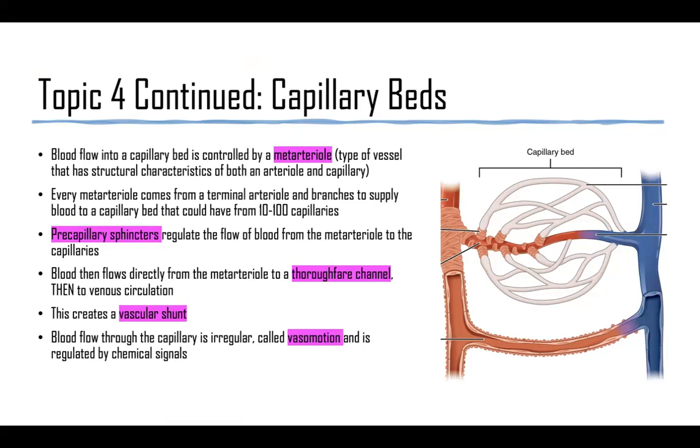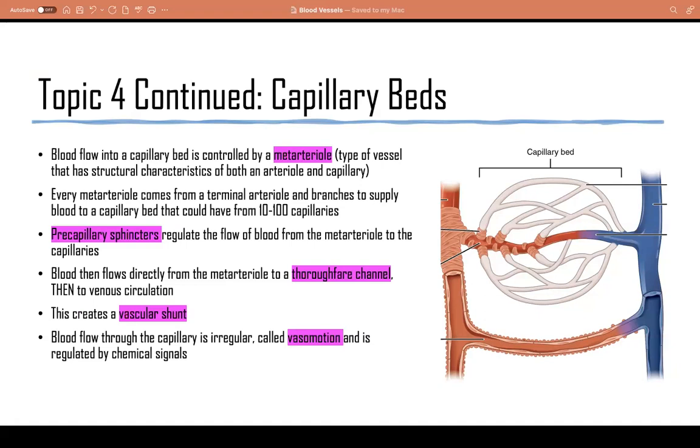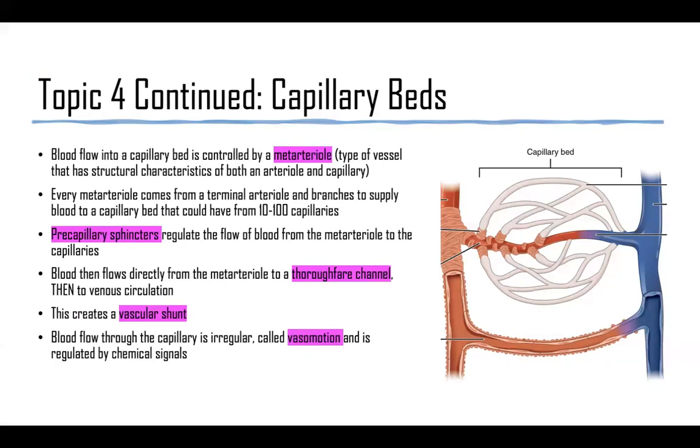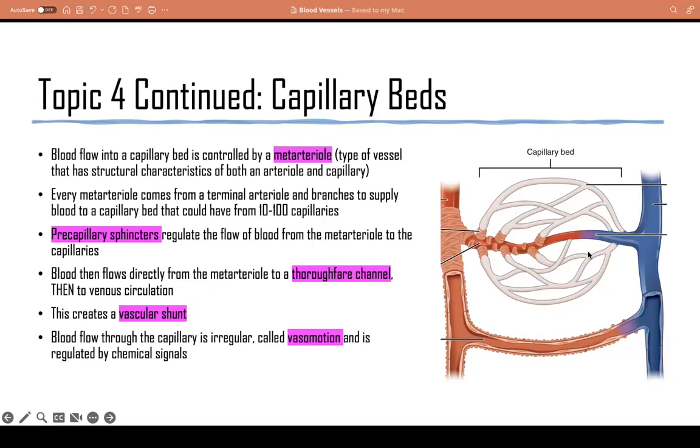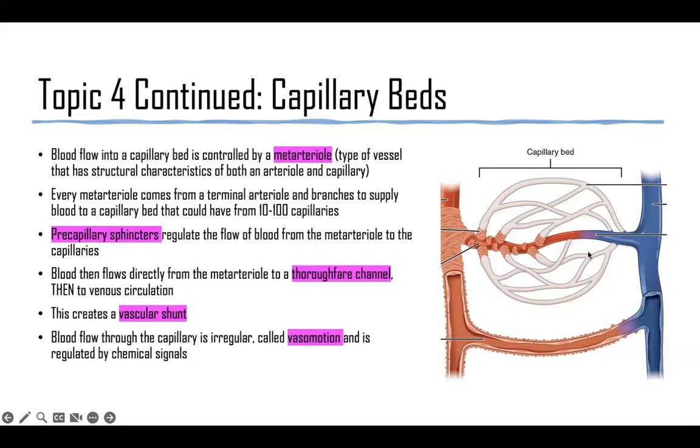Blood flows from a meta-arteriole into a thoroughfare channel and then into the venous circulation, and this creates a vascular shunt. Blood flow through these capillaries is irregular and is called vasomotion, and this is regulated by chemical signals that are normally triggered in response to changes in internal conditions. So this circular portion right here is the capillary bed, and you can see just how many branches it has going off of it as well.